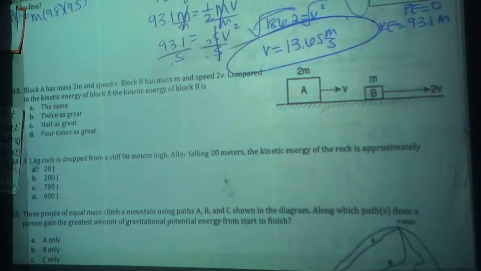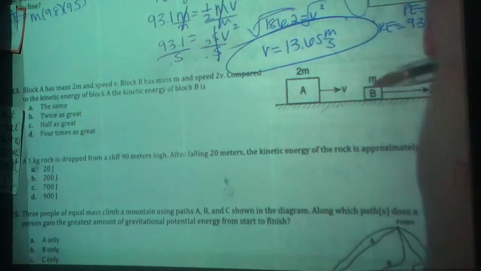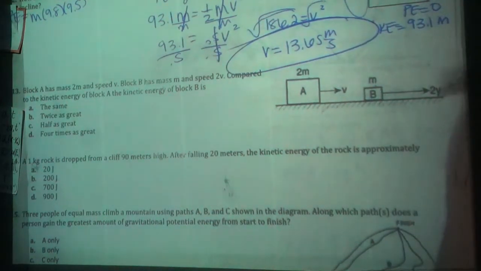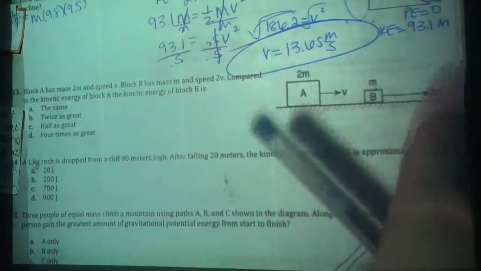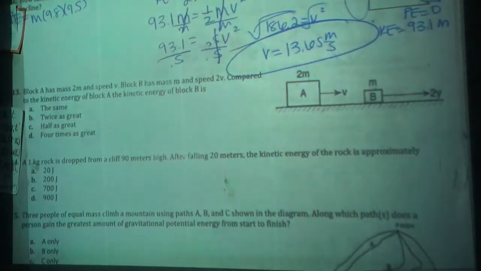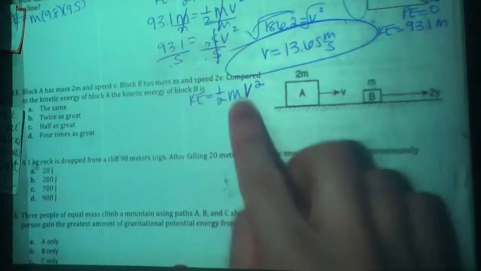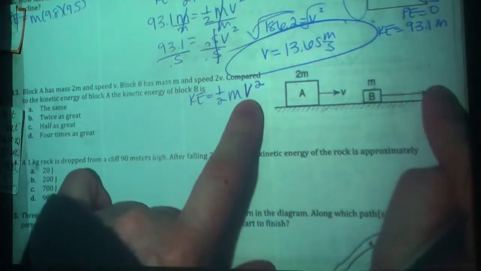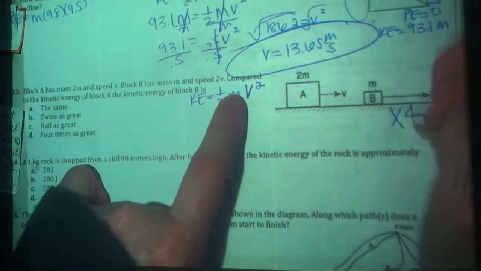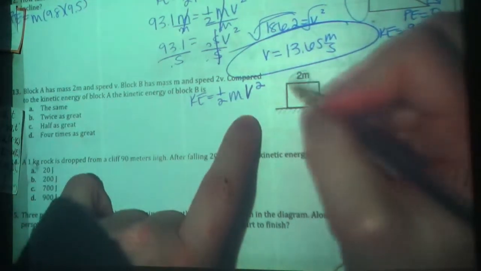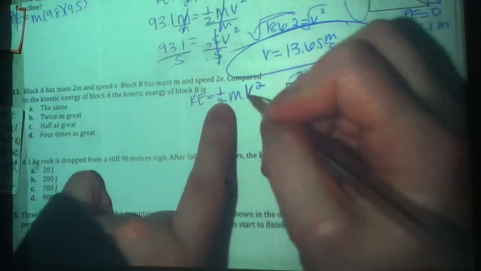We've got a block of 2m going at a velocity v and a block of m going at a velocity of 2v, and we want to know how the kinetic energies compare. Most people make the mistake of thinking doubling and doubling means they're both the same. That's actually not true, because your kinetic energy is 1/2 mv squared. Because this velocity gets squared, 2v squared is really a factor of times 4. And here, twice the mass is a factor of times 2, because mass doesn't get squared.